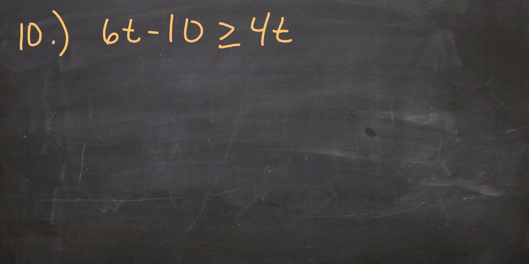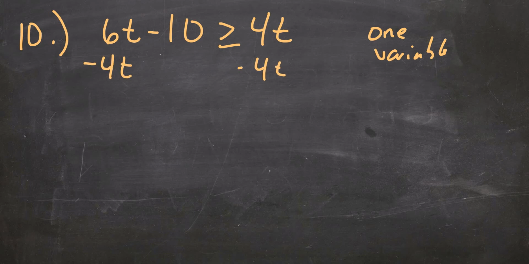All right, number 10 has 2 variables. So I want to get one variable before I do PEMDAS. The first thing I'm going to do is minus 4t from both sides, so the t's are on the same side. So I'm going to end up with 2t minus 10 is greater than or equal to 0. 4t minus 4t is 0.